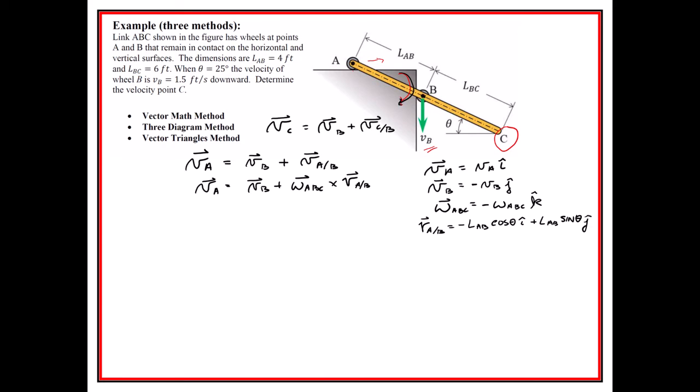So we could go ahead and plug that in, and we'll go over here to the left a little bit further and write out my vector equations. Just plug all of these things in here. Negative V_B j, and then minus omega ABC k crossed with, and I guess I'll put it in brackets, negative L_AB cosine theta i plus L_AB sine theta j. I barely got it to fit into that line without running into the other side.